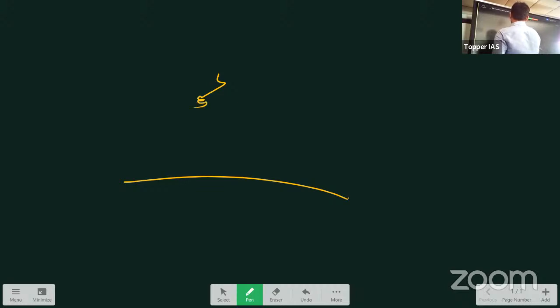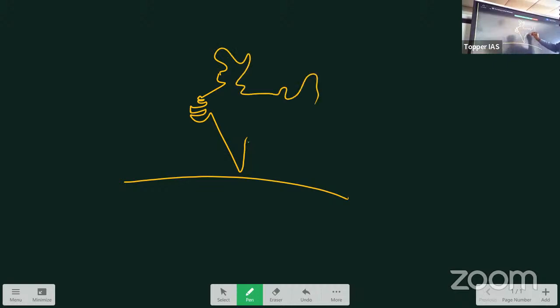So forgive me for this map. More or less it looks like India, right? So 8 degree 4 minutes is the mainland. And this is Andaman Nicobar. In the Andaman Nicobar group, Nicobar island is the southernmost island. That is the southernmost tip of India.